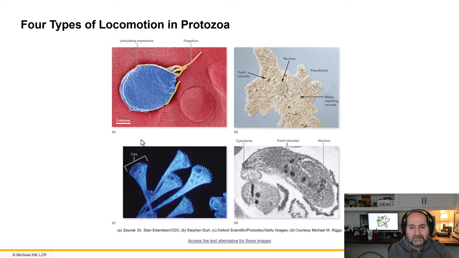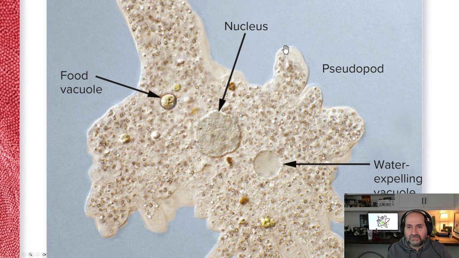Here we can see some of the four types of locomotion in protozoa. Here you can see this is an organism with a flagellum. This is the flagellum, the long whip-like structure. On the right, you see an amoeba with its pseudopods, right? You see how it's extending. The pseudopod is extending this false foot right here. This is an amoeba, which can extend and retract these pseudopods.